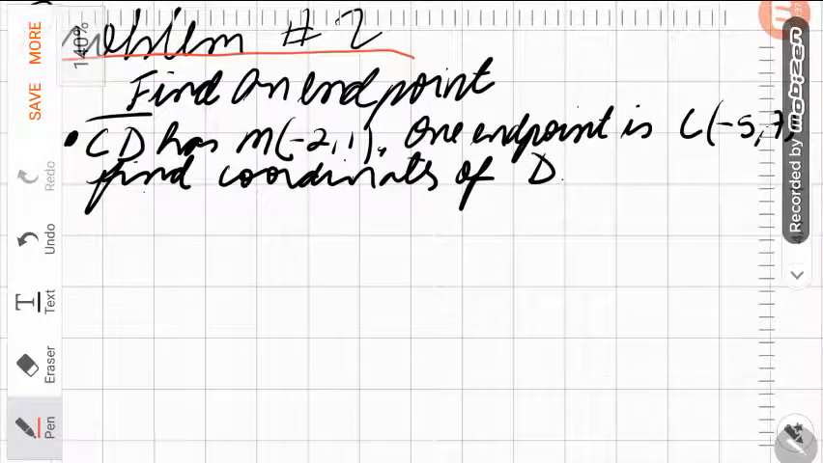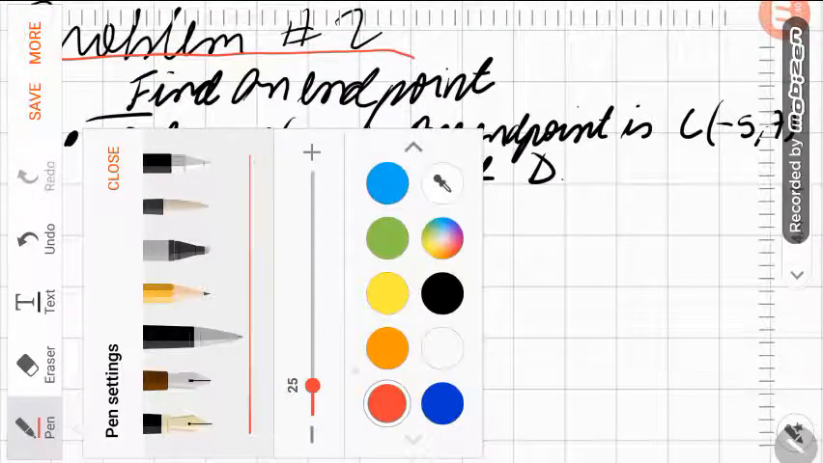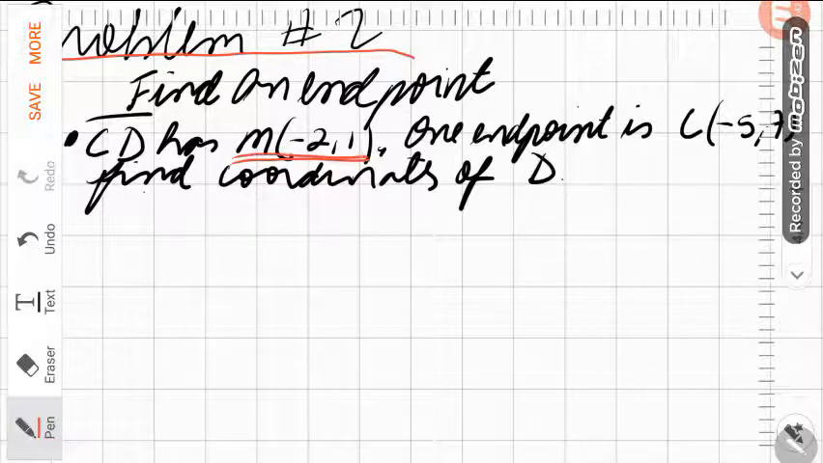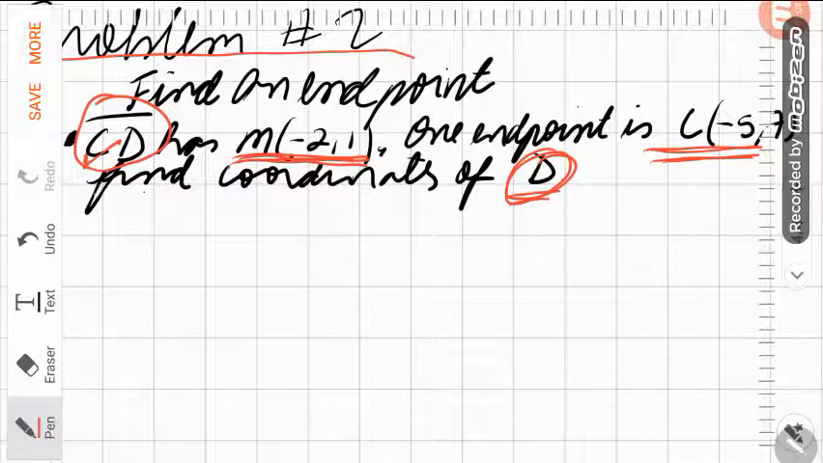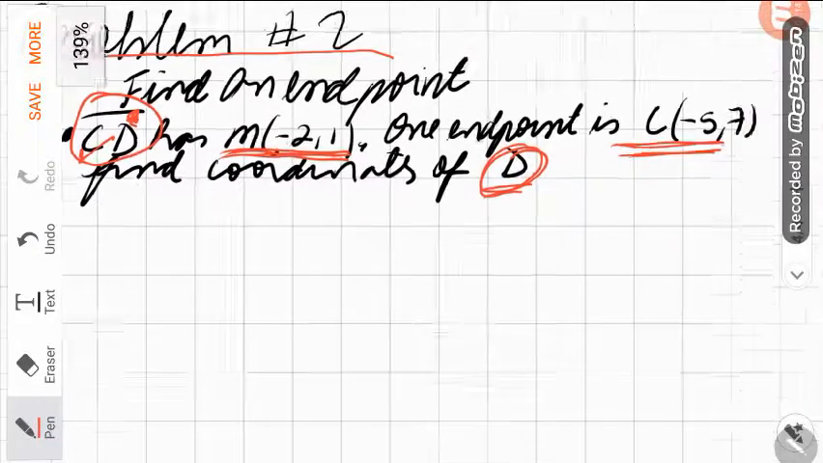As you can see in the problem here, we have the midpoint, which is given, and we have one of the endpoints, but we are missing the coordinate for the endpoint D. So for the segment CD, we have the midpoint and we have the coordinate for the endpoint C, which will represent this one, but we're missing the coordinate for the endpoint D, which will be this one, right? So we need to work out a formula.